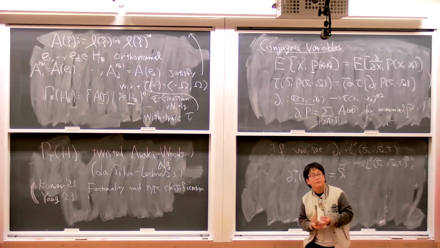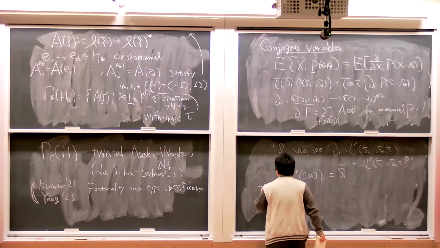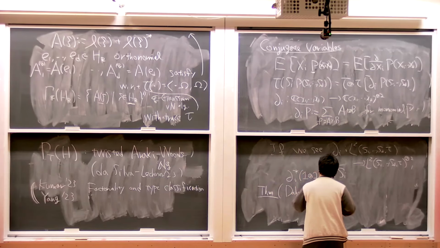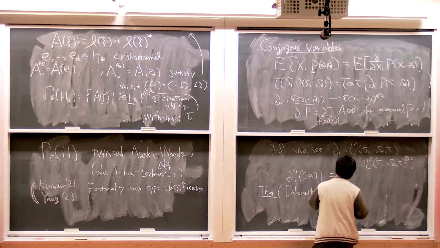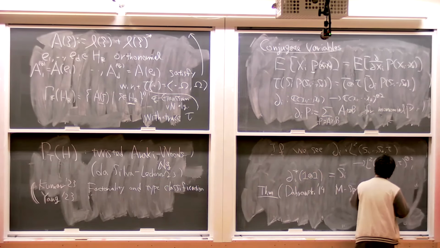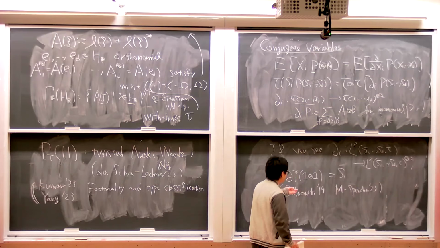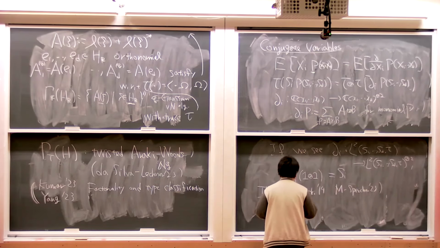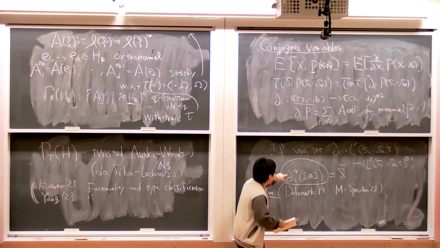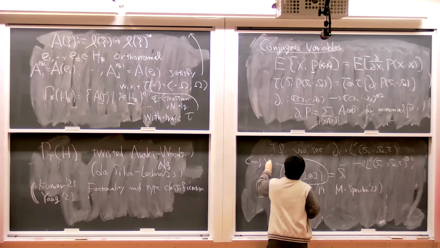Okay, then what I did with Laurent, and also Dabrowski, is the following. We proved the existence of the conjugate variable. The conjugate variable means this adjoint. This is a conjugate variable.